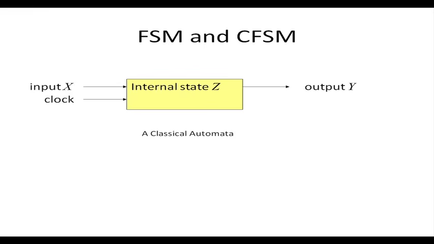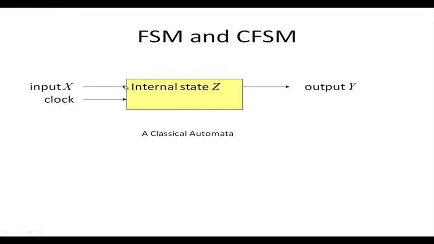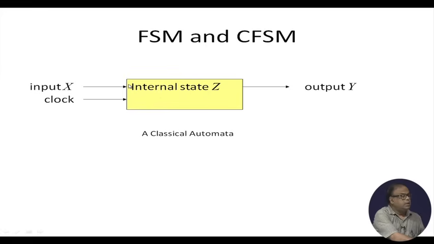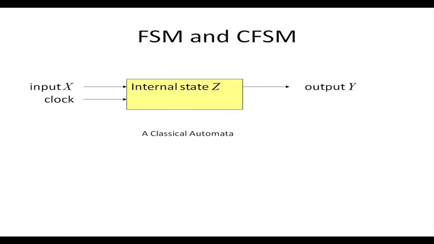Next, we come to a very important representation, which all of you know, that is finite state machines. In a finite state machine, we come to the next state. We have an input, a clock and an output, and the system is in a particular state Z, say, and the next state is determined by the input and the state in which it is. All right. So, there are two functions.